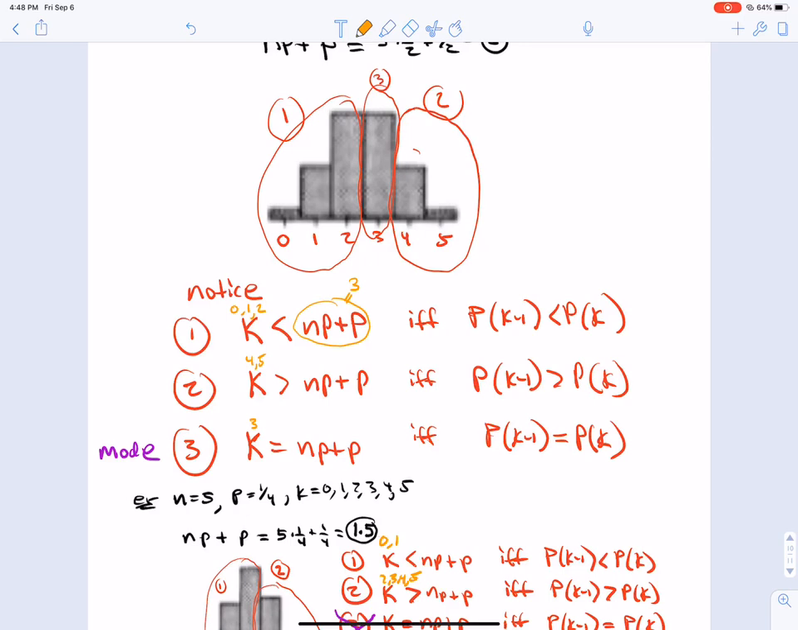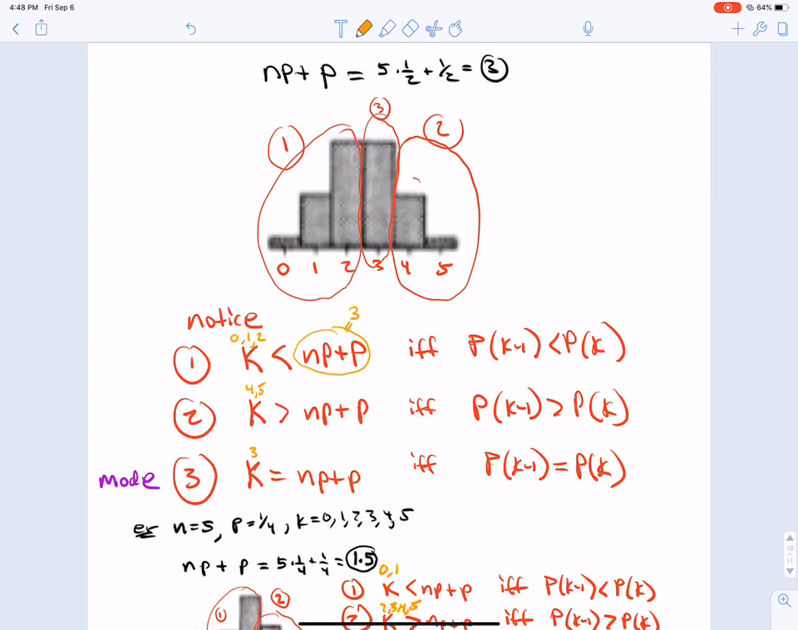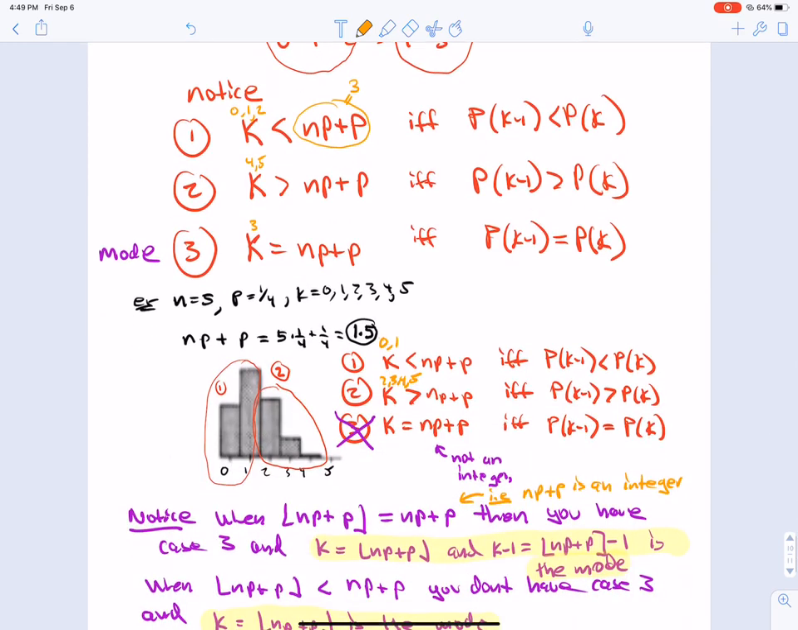If K is less than 3, that happens exactly when the stairs are going up. When K is greater than 3, that happens exactly when the stairs are going down. And when K is equal to 3, that happens exactly when we're at the mode. Another example: when N is 5 and P is a fourth, NP plus P is 1.5, and then we don't have the third case because NP plus P is not an integer.